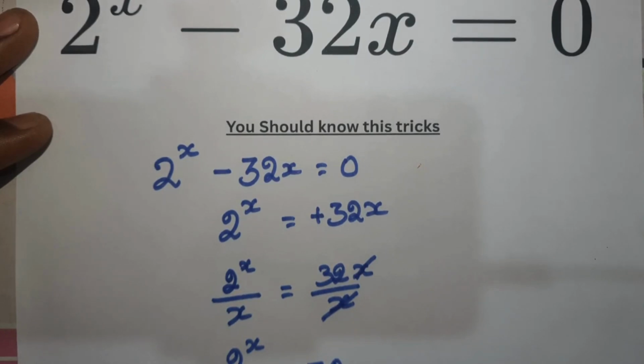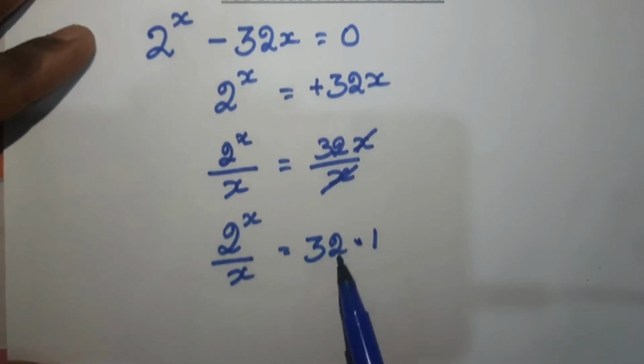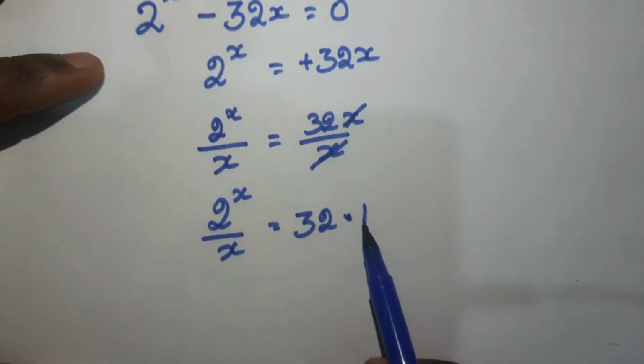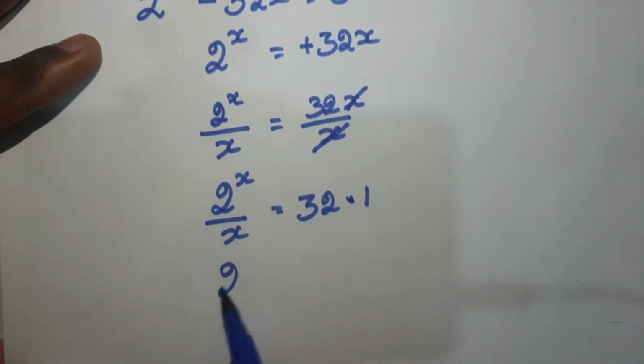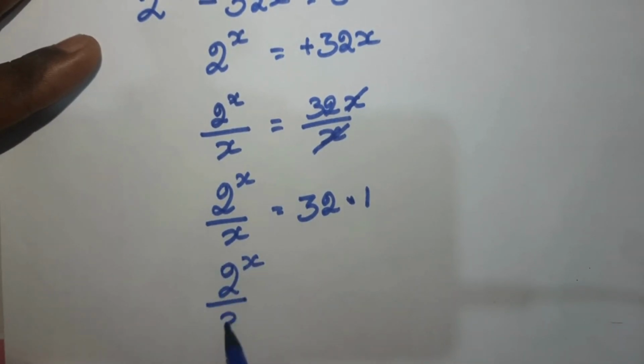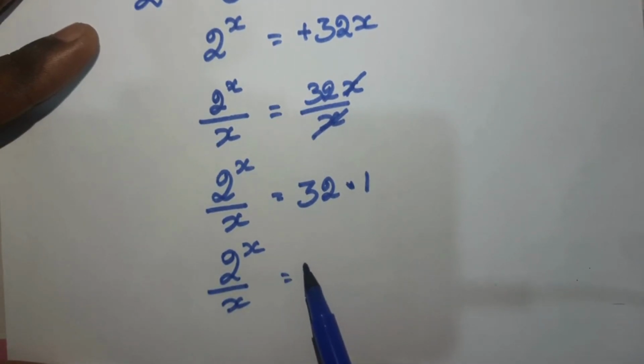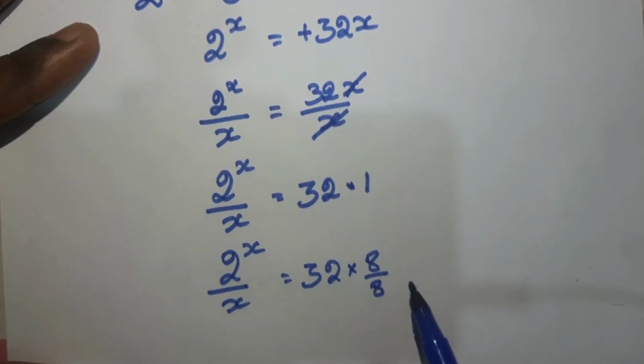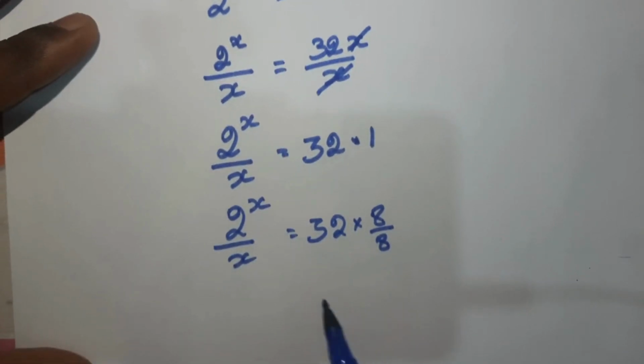32 will be here. We can write 32 as 32 into 1. From this 32, we can multiply by 1, which means the value will remain the same, that is 32. So 2 power x divided by x equals 32 into 8 by 8, which is 1.